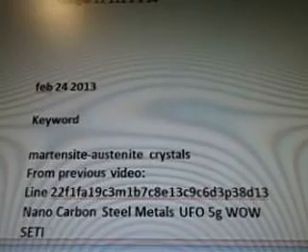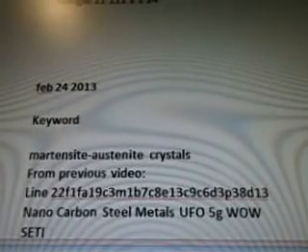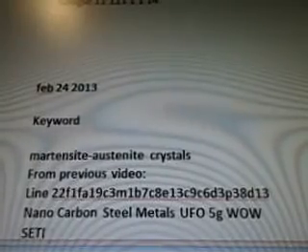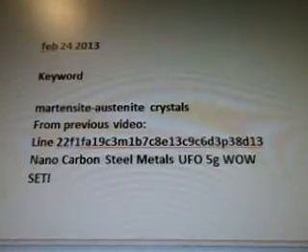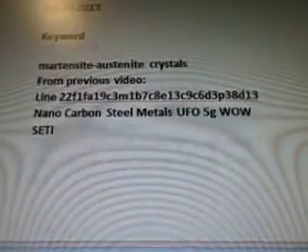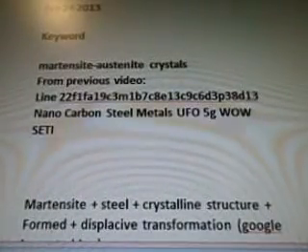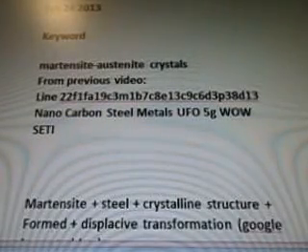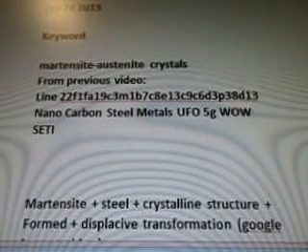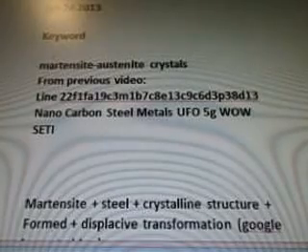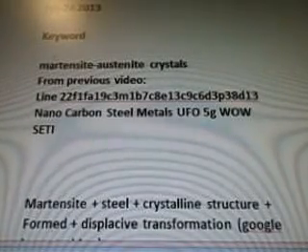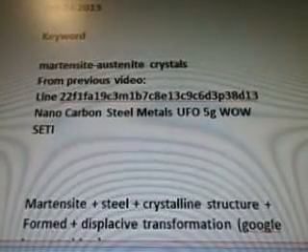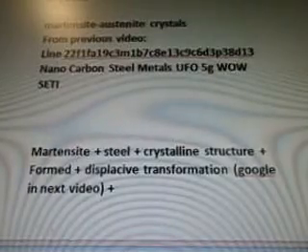in the WOW data. So, February 24th, 2013, today's March the 11th. This is the keyword martensite-austenite crystals, we're still talking about that. From line 22f1fa19C3M1b7C8E13C9C6D3P38D13, and that one was called Nano Carbon Steels Metals UFO 5G Wow Seti. And there was a formula with it.